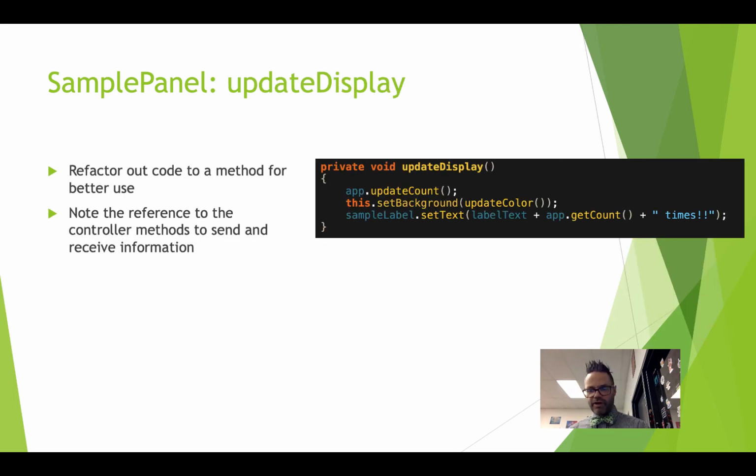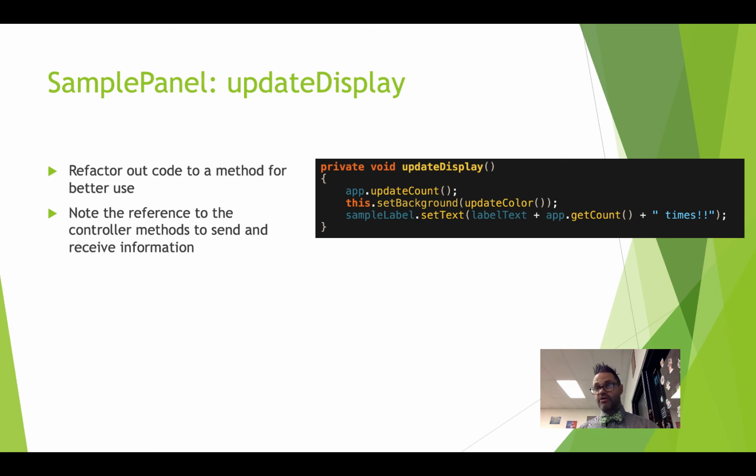And so again, when I refactor a method, what I do is I take code that I'm going to be calling multiple times and pull it into a method so I can use it a lot better. In this case, I have my updateDisplay where I call updateCount on my app data member. Then I set my background color to updateColor, which is a lovely random color. We've done a bunch. It's a lot of fun. And then finally, I do SampleLabel.setText.